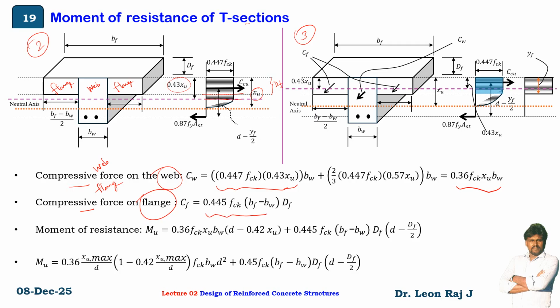That is 0.445 fck (B minus bw) into Yf. So here (B minus bw) divided by 2, and this portion is also (Bf minus bw) divided by 2. So that is (B minus bw) into Df. Simply, instead of Yf, here you will get Df. This is Yf. So moment of resistance equals the web portion plus the flange portion. This is the force, and this portion is the lever arm.